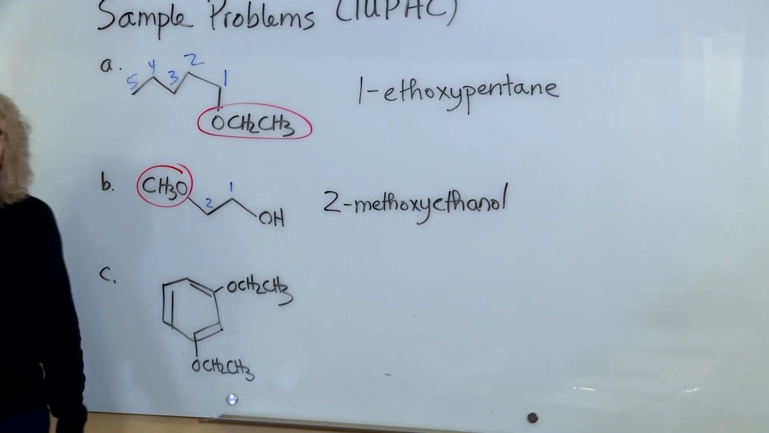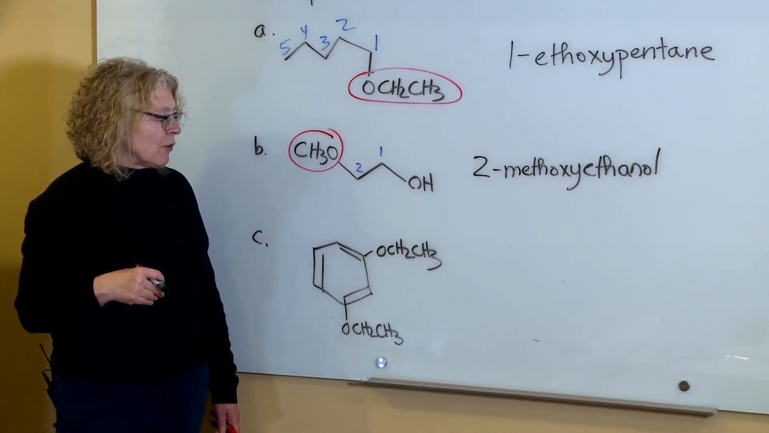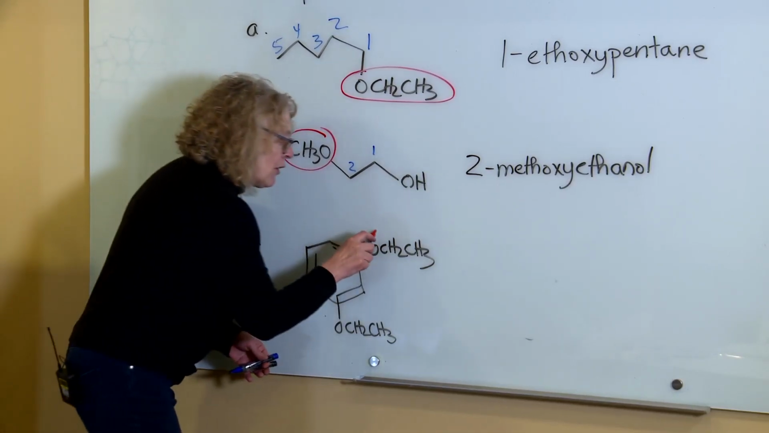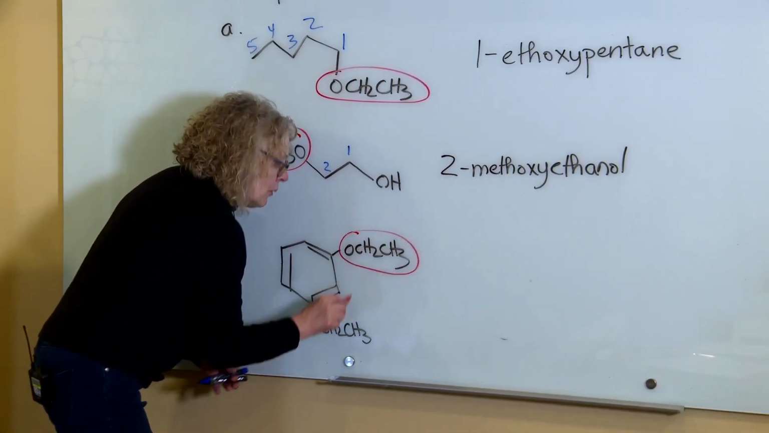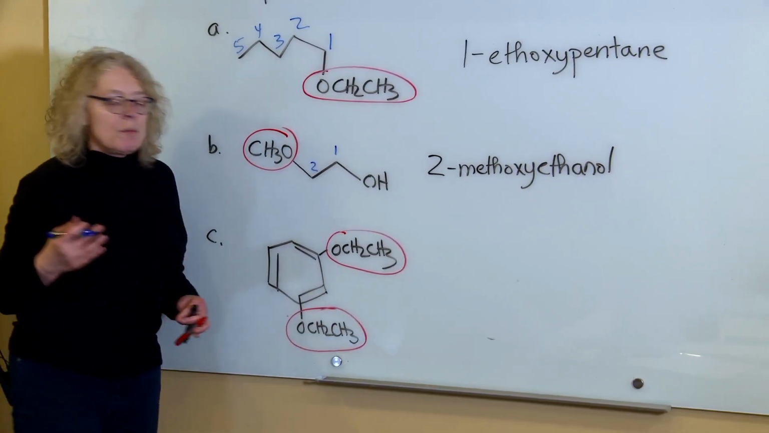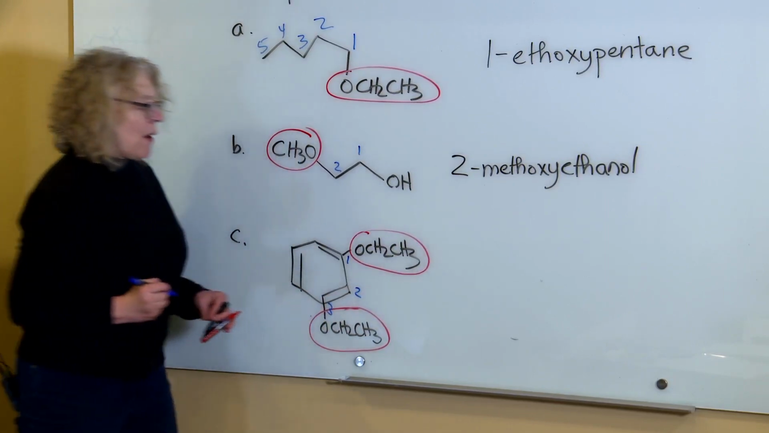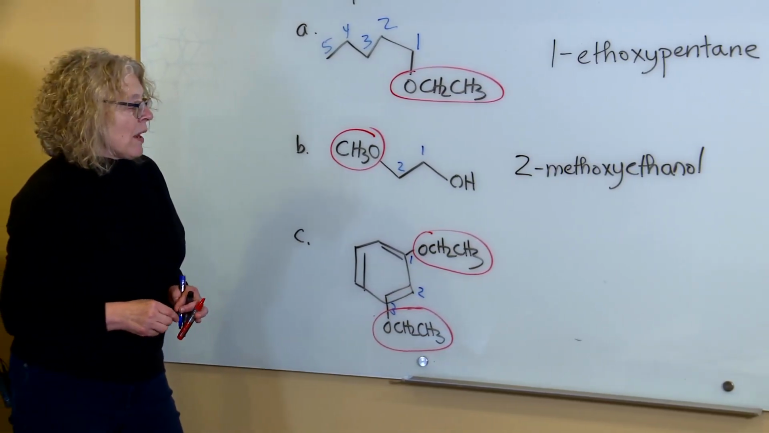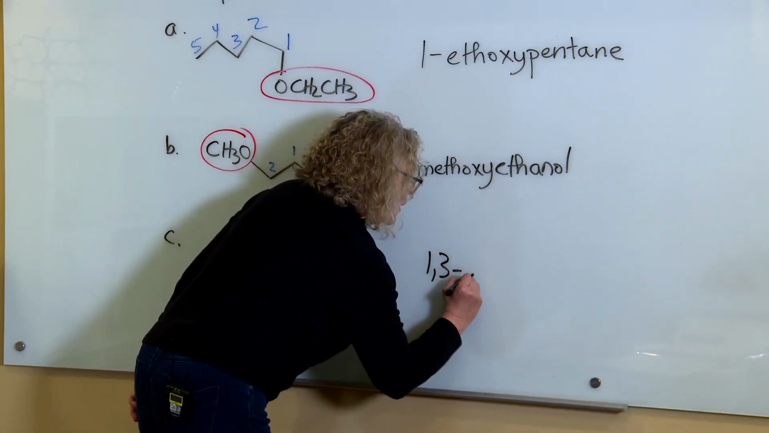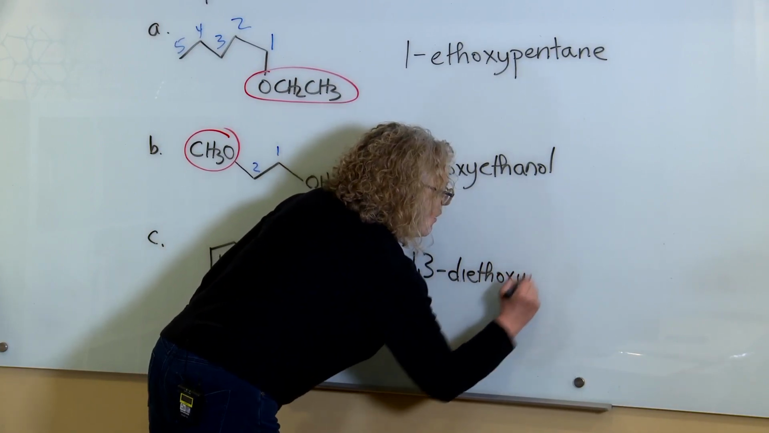And finally, even though we have not yet covered benzene nomenclature, that'll be in second semester, you can see that this is simply a benzene with 2 ethoxy groups on it. The only question is numbering, and you should intuitively know that you want to go the short way around the ring. So this is a 1,3-diethoxybenzene.